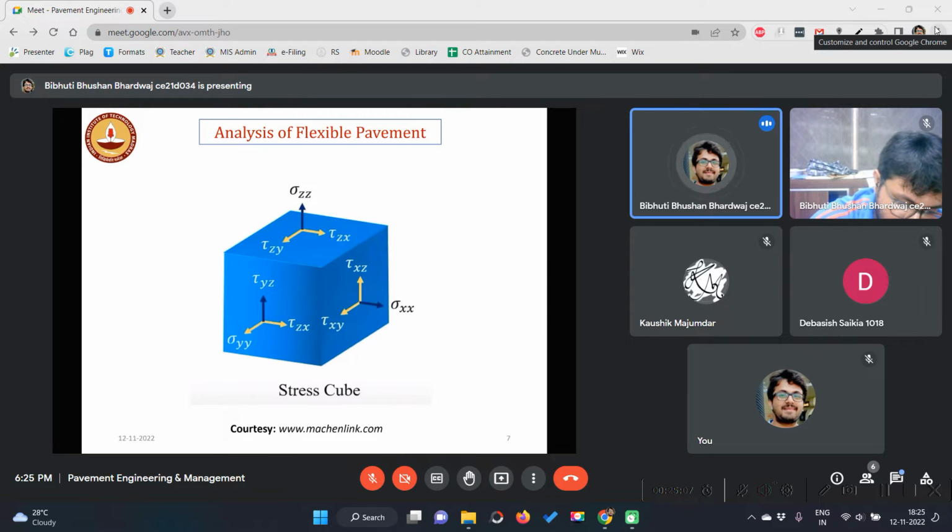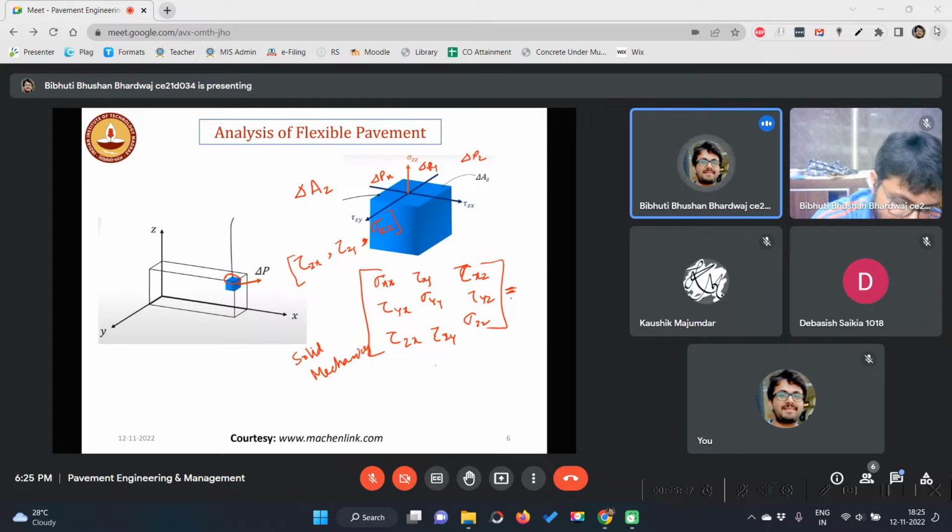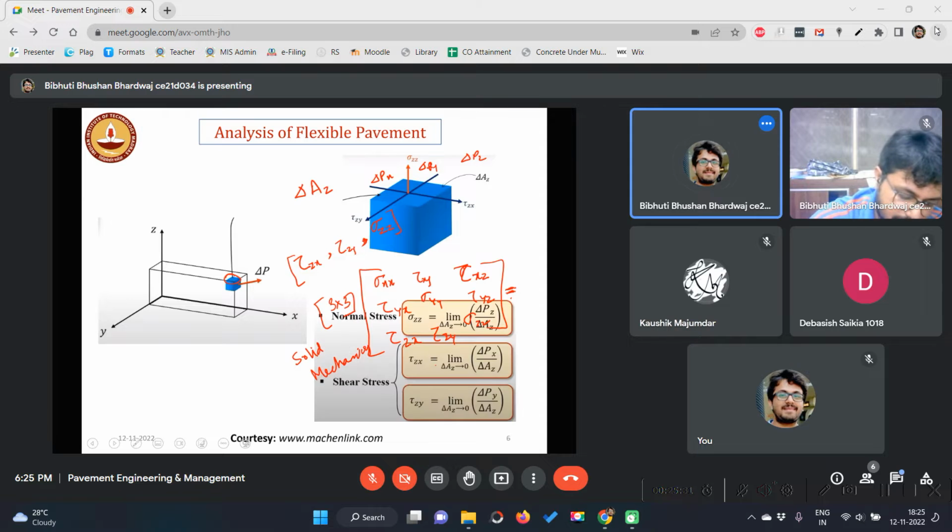So, understood? So finally, this is our stress cube where we have all these different surfaces and different force directions, which are ultimately converted to a matrix of 3 by 3 size. Alright.